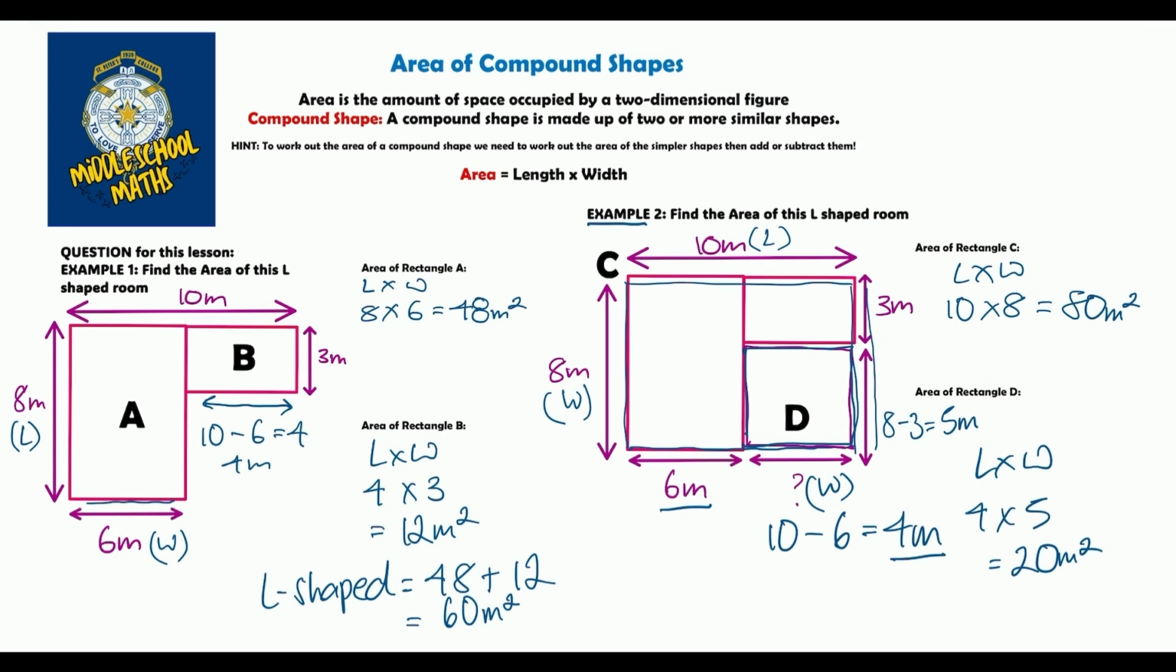Because this little rectangle here isn't actually part of the room, we can subtract the smaller rectangle, rectangle D, from rectangle C. So the area of the whole room is 80, which is the whole rectangle, minus 20, which is the little piece that isn't included in the room, and we get 60 meters squared, which is, as you can see, the same answer as doing it the other way.